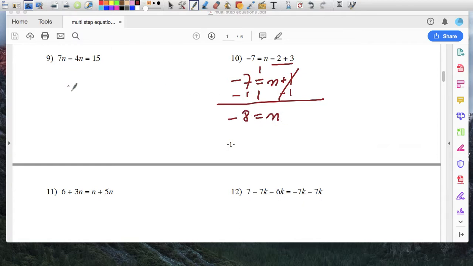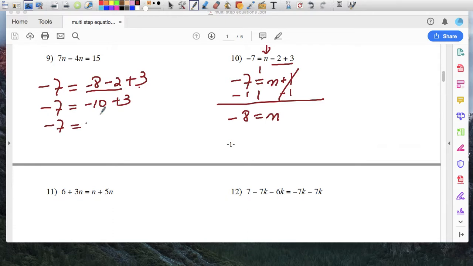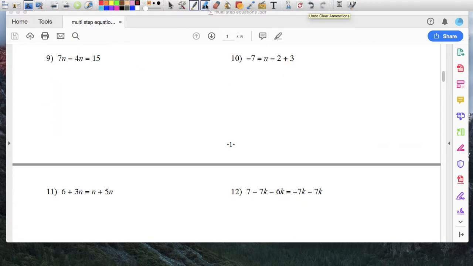Negative 7 minus 1 is negative 8. That's it. Substitution, negative 7 equals negative 8, right? I'm going to substitute it here. Minus 2 plus 3. Negative 7 equals negative 8 minus 2 is negative 10. Then I have to do plus 3. Negative 7 equals negative 7. So we are all good here.